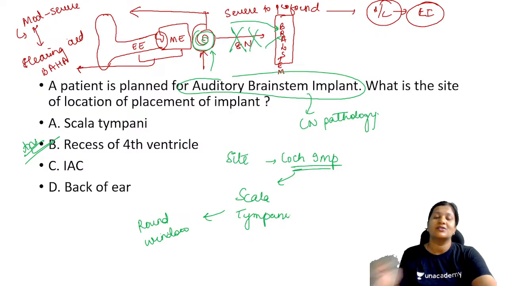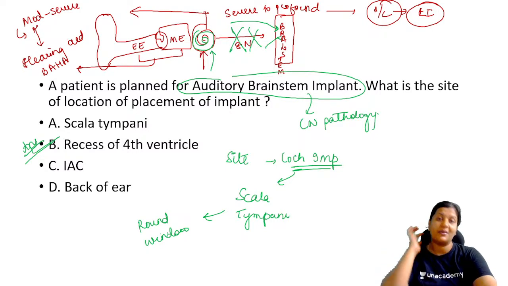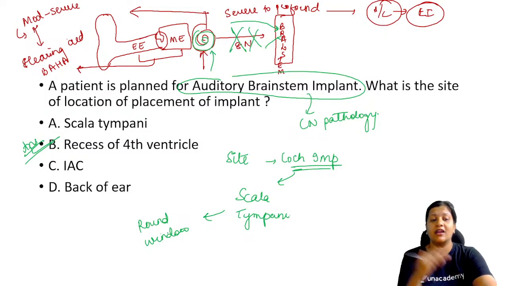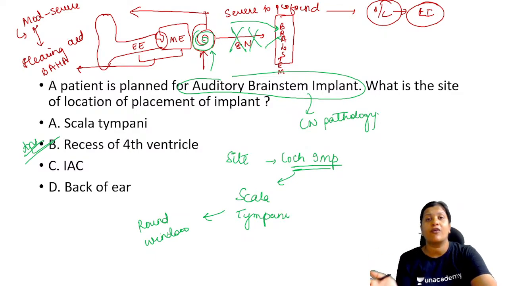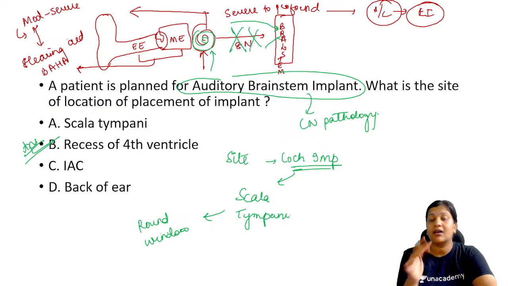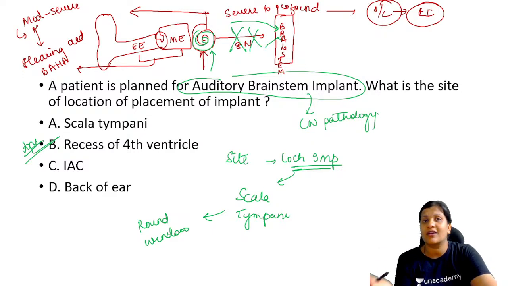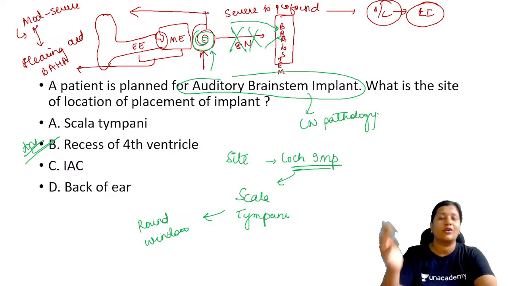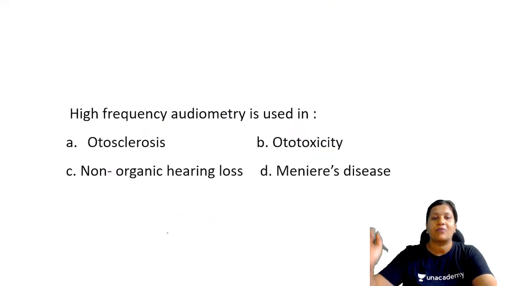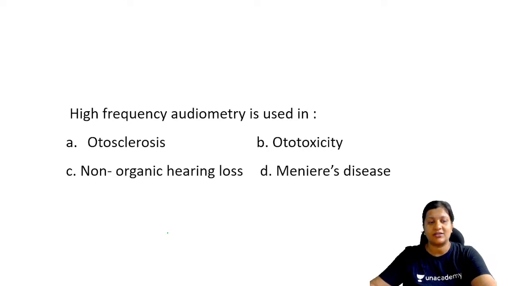So I hope you understood the modes of rehabilitation based upon the hearing loss. If there is external ear, middle ear, hearing aid first. If hearing aid cannot be used, then you're going to go for BAHA. Unilateral severe to profound hearing loss, again BAHA. But if it is bilateral, both the ears and severe hearing loss or profound hearing loss, then cochlear implant. If there is an eighth nerve pathology, then you're going to go for brainstem implant. Okay. Now let's go to the next question.